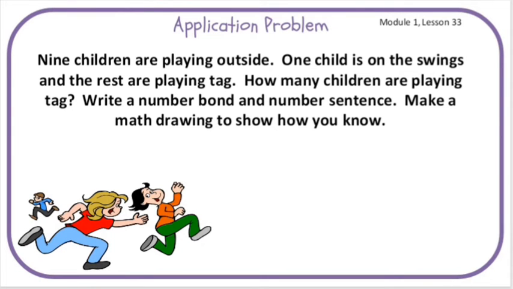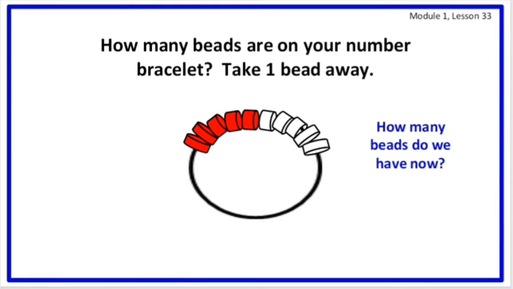Are you ready? Now it says 9 children are playing outside. 1 child is on the swings and the rest are playing tag. Now how many children are playing tag? Write a number bond and a number sentence. Make a math drawing to show how you know. So we have 9 children, am I right?